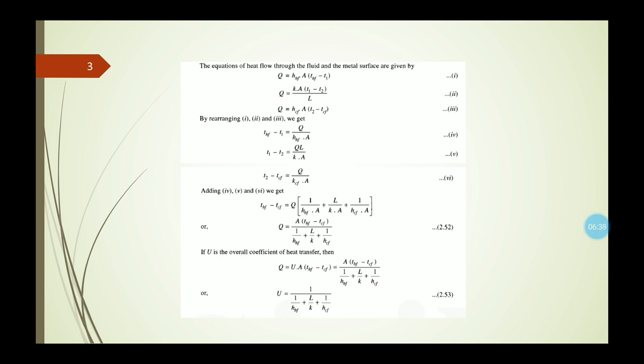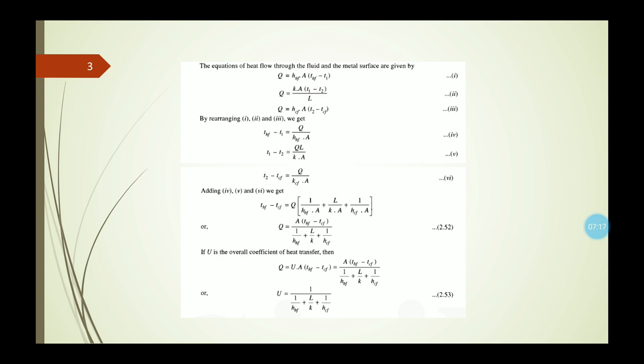Now here we are getting Q equals to A, the area, multiplied by the temperature difference divided by one equation part. What is that? If we consider the overall heat transfer coefficient and the formula that we discussed in the last lecture, there you have seen that this overall heat transfer coefficient is analogous to Newton's law of cooling. So the formula is U multiplied by A multiplied by the temperature difference. So now this will be equal to equation 2.52.